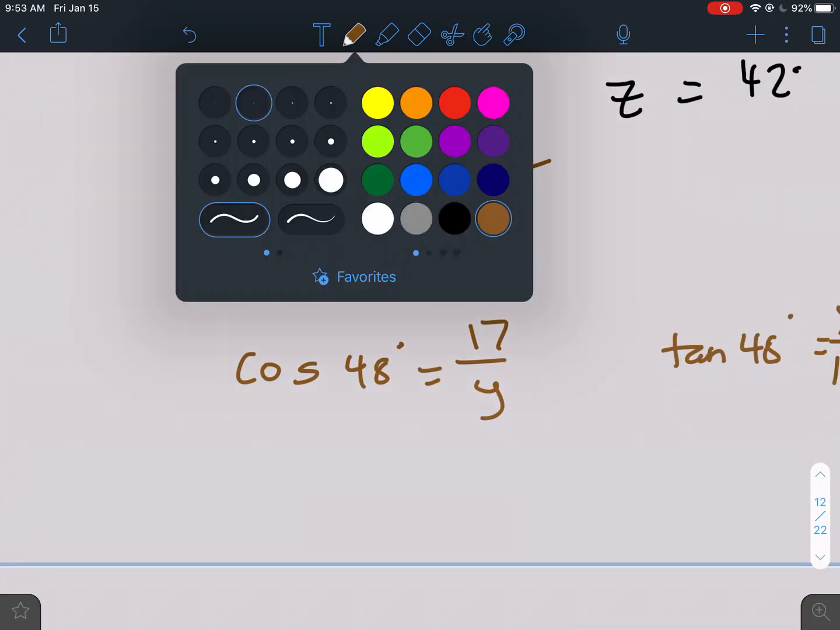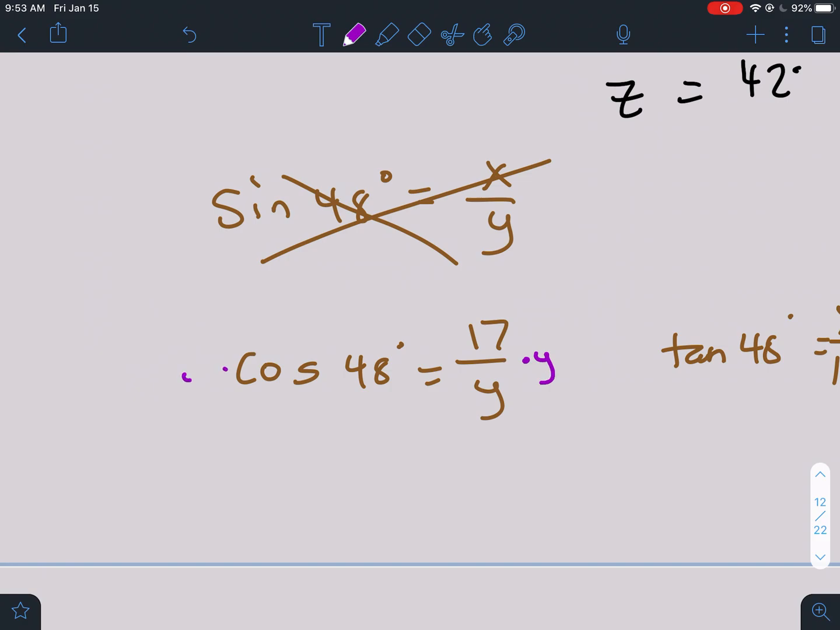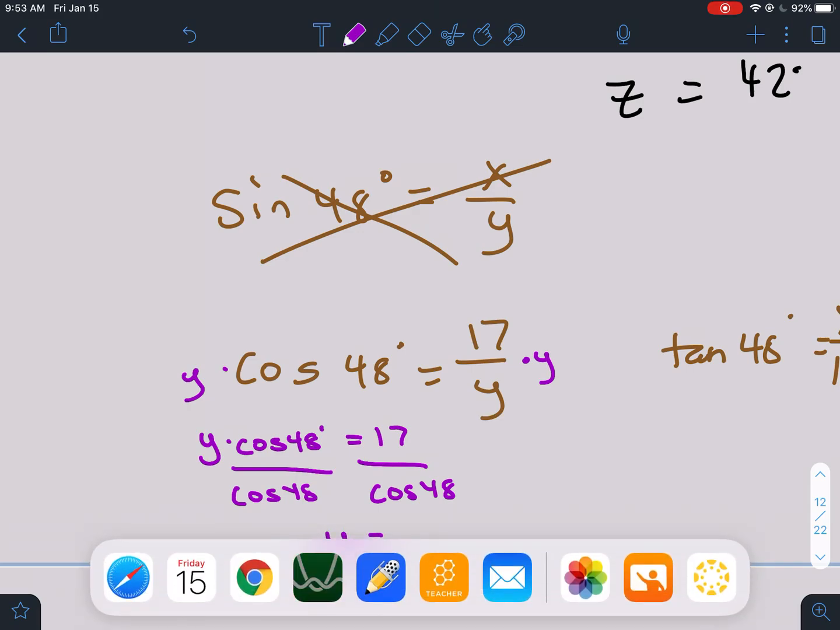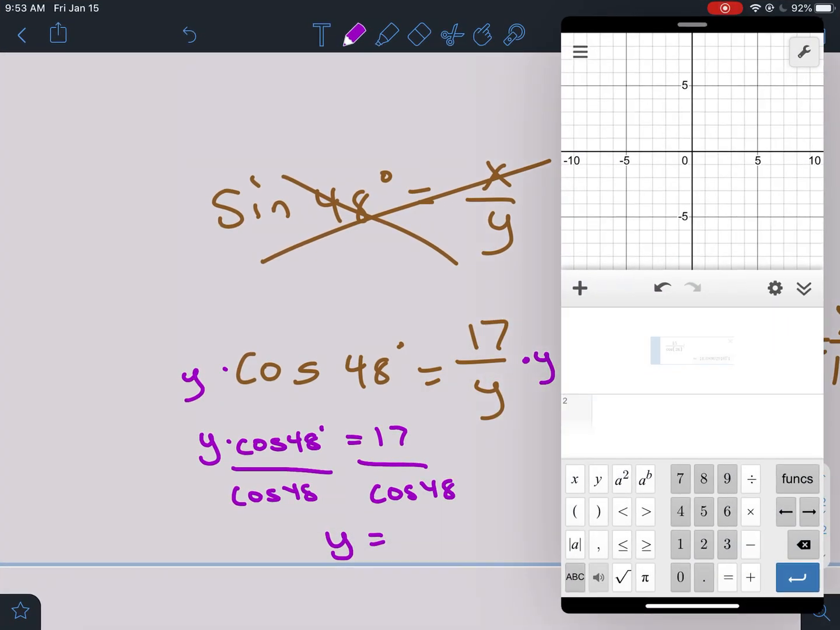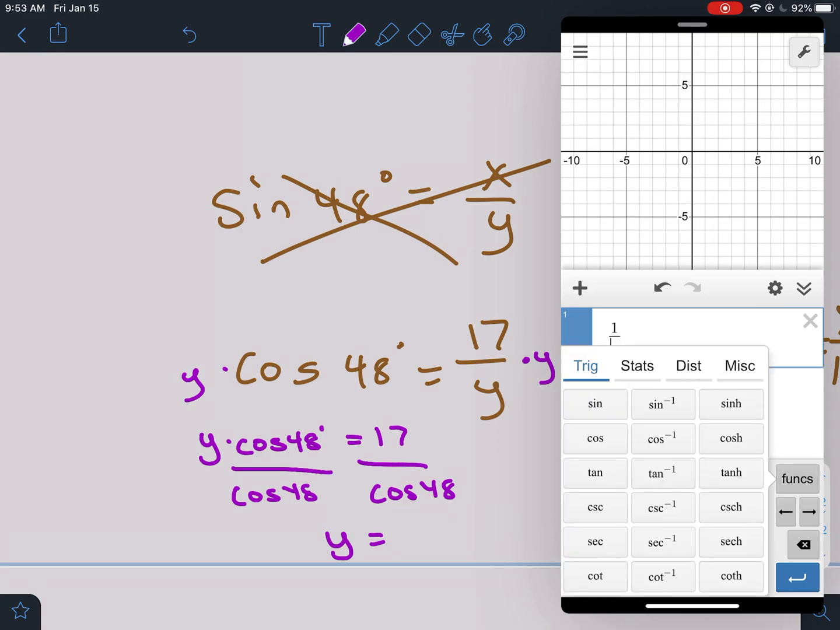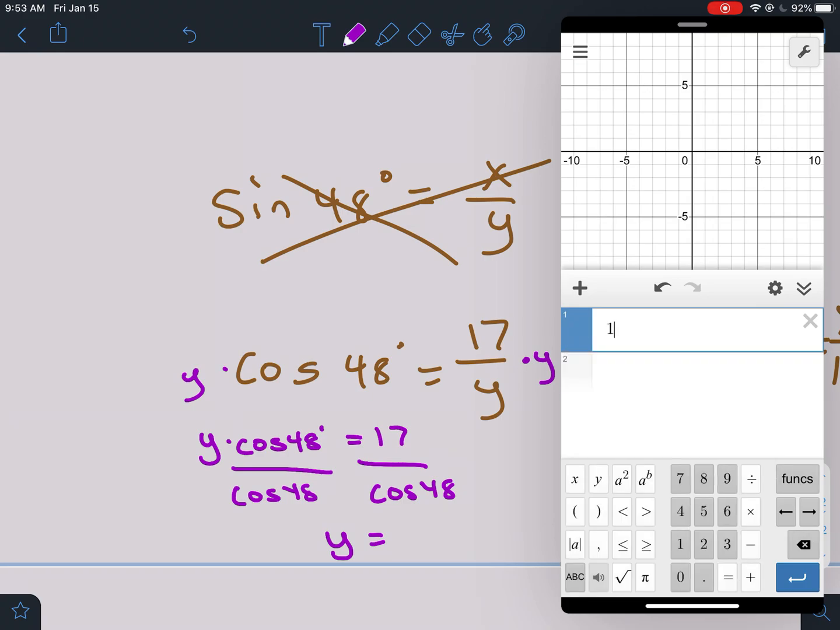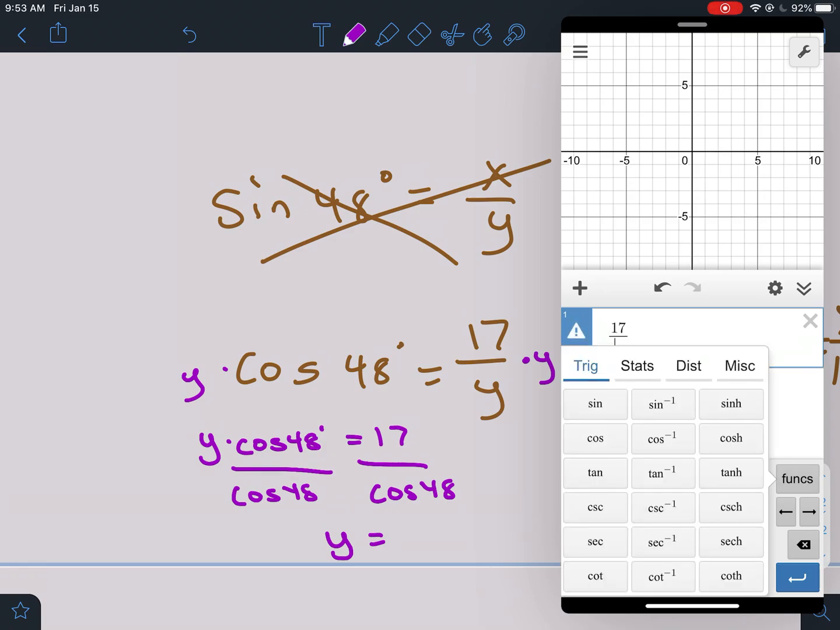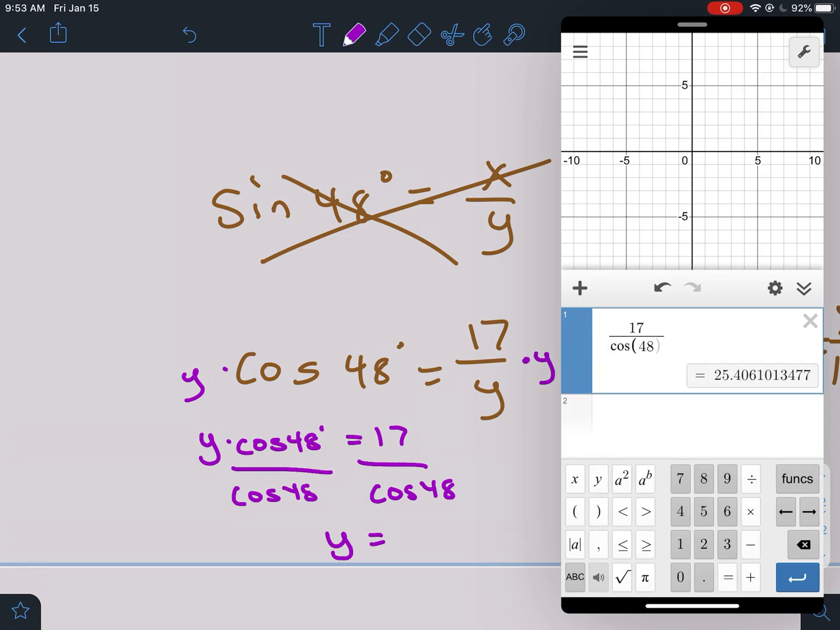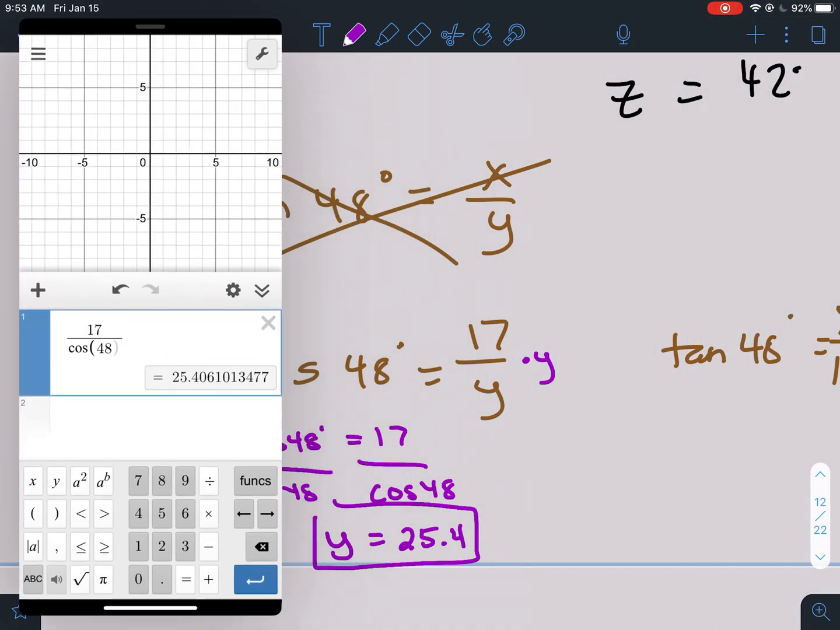All right, to solve this one, get y out of the denominator, so multiply by y on both sides. So y times the cosine of 48 equals 17, and then divide both sides by cosine 48. So y is going to equal 17 divided by cosine 48. And you get that side is going to be 25.4. So side y is going to be 25.4.